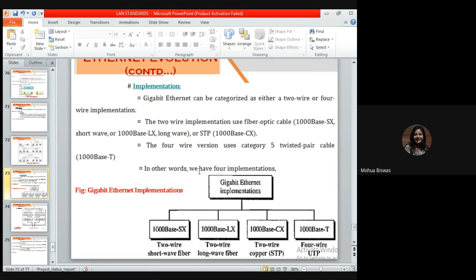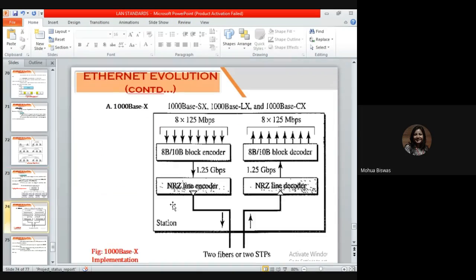Okay. Drawn everyone. The first three, that is 1000BASE-SX, LX, and CX, have the same implementation diagram, and that's why I have written here 1000BASE-X. Fine. First, you draw this diagram.